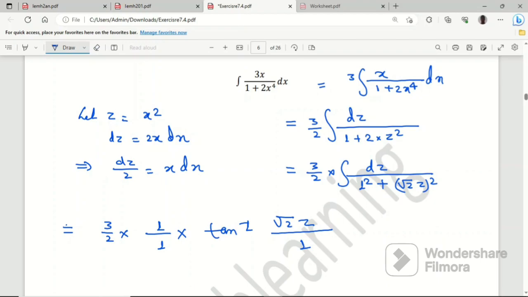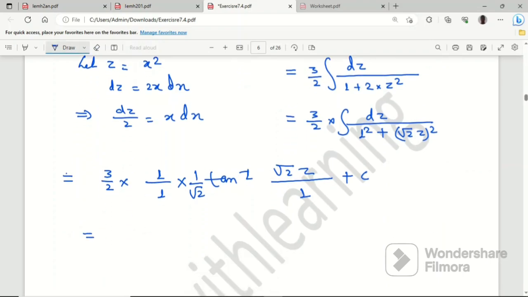So the differentiation of this will give me under root 2. Since it is integration, I will send root 2 into the denominator. So I'll get root 2 plus c. So our answer will be 3 by 2 root 2 tan inverse root 2 into z plus c.